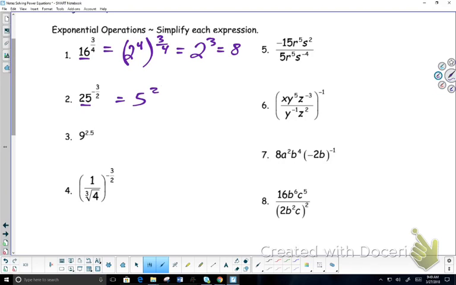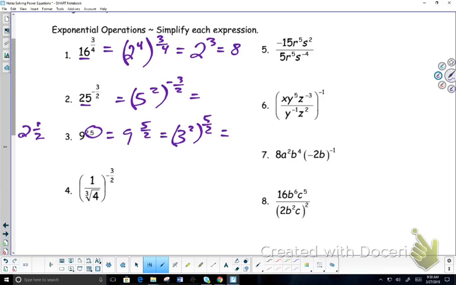The next one, you've got 25. 25 would be 5 squared, and is raised to the negative 3/2. After that, you can go ahead and simplify that one. Next, 2 1/2: 2 times 2 is 4, plus 1 is 5, so we've got 9 to the 5/2. Once again, 9 has a base of 3, so I've got 3 squared to the 5/2. You can go ahead and simplify that.